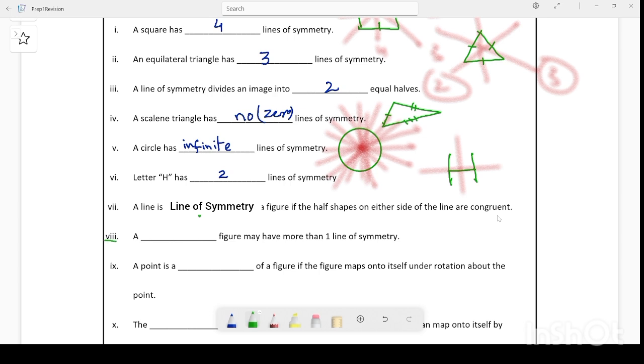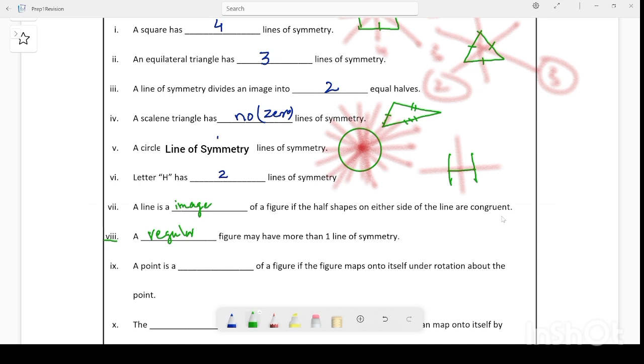Now, the eighth part says a figure may have more than one line of symmetry. A dash figure means a regular figure, any regular figure, because regular figure means all sides are equal. If it is a square, a triangle, or a pentagon, it may have not just one line of symmetry, it may have more than one line of symmetry.